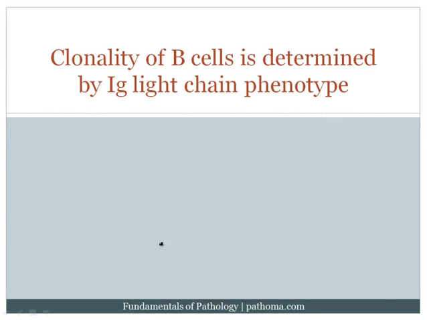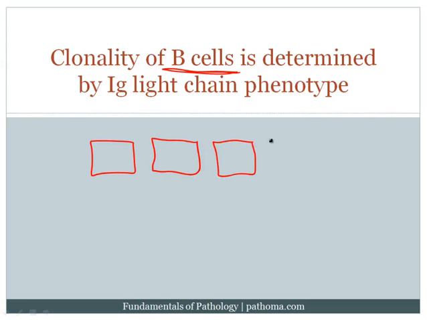Okay, another way that we could play the clonality game is to look at immunoglobulin light chain phenotype. And this is a way by which we can determine the clonality of B cells. This is high yield, and so it's worth taking a moment to understand the concept. Let's play the same game, but this time pretend that there is an individual, and we're looking at their lymph node. Now let's pretend that this individual's lymph node is made up of 4 cells.